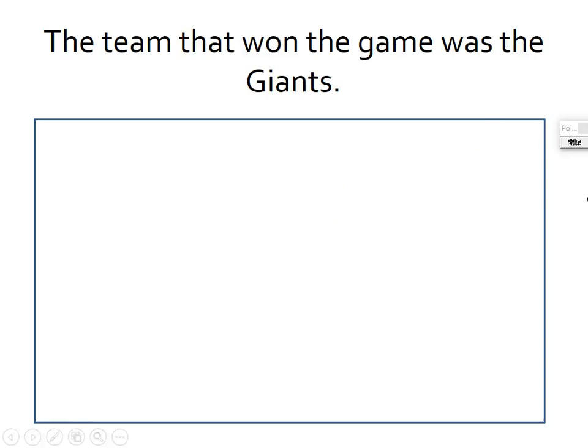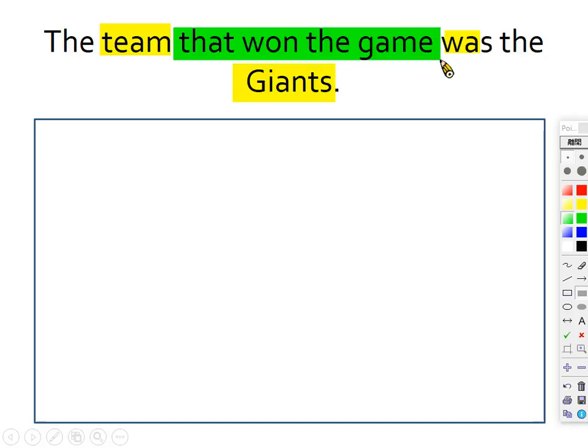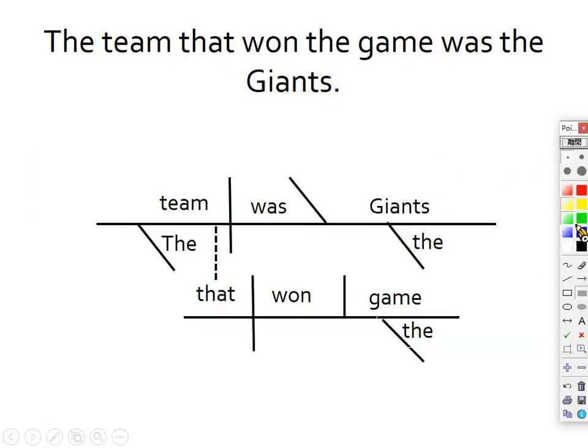Okay, the team that won the game was the Giants. So for now, I believe that you should be able to identify a subject, verb, Giants, right? Is that right? Okay, if you can do this, then you will know this is a modifier to modify team. Is that right? So in this case, let's try to see if you're right. Again, we have a team was Giants, right? And team will have a the as a modifier. And Giants, there's another the. But here that won the game, we see.